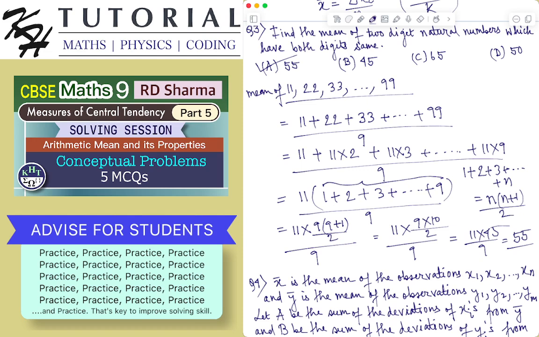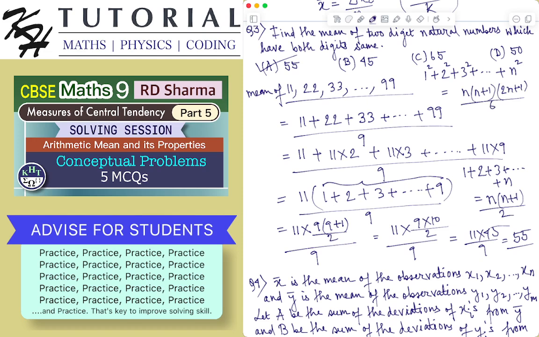Also you must know the sum of the first n natural numbers, that is 1 plus 2 plus 3 up to plus n, is equal to n into n plus 1 by 2. This is one result you must know. Also you must know the sum of the squares of the first n natural numbers, 1 square plus 2 square plus 3 square up to n square. This is equal to n into n plus 1 into 2n plus 1 whole divided by 6.